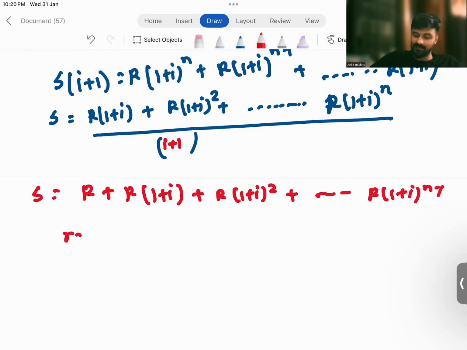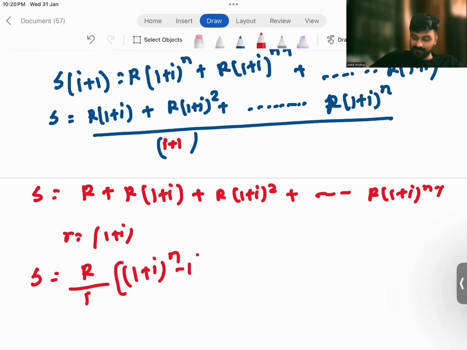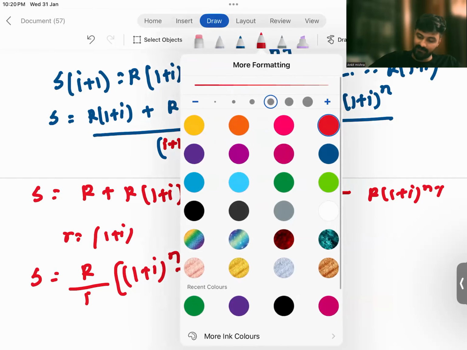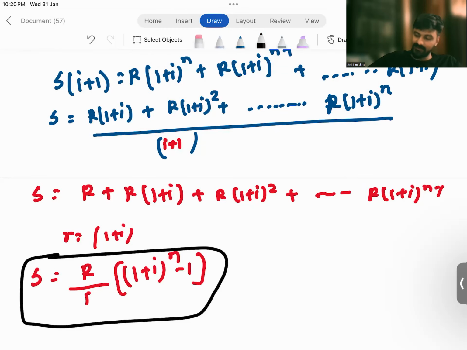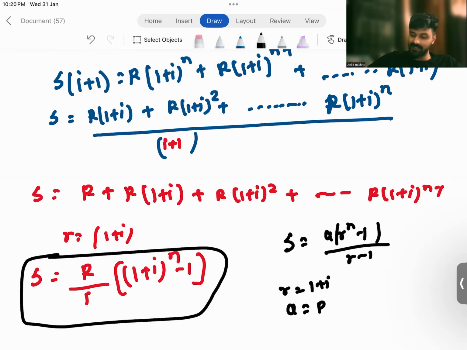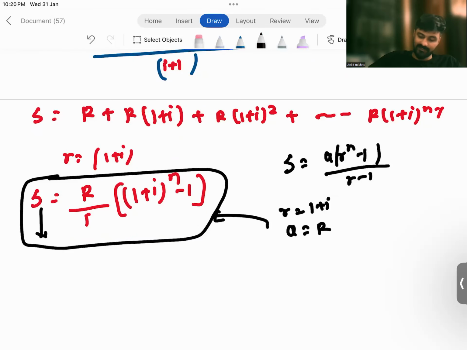So what is the small r? That equals 1 plus i. So you can write S equals R upon i into ((1 plus i) to the power n minus 1). Directly you can get this formula. If there is a geometric progression, what is the sum of the series? That equals a into (r to the power n minus 1) divided by (r minus 1). Here r equals 1 plus i, and a is obviously R. So directly you get this formula. Fine. So this is your future value of the annuity.